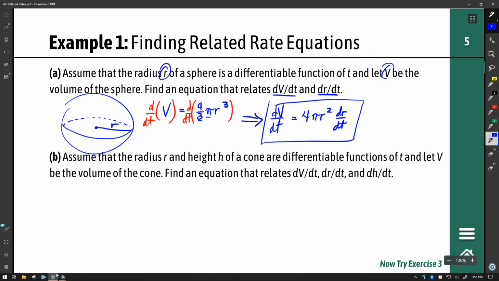Let's go to part B. Assume that the radius r and height h of a cone are differentiable functions of t, and let V be the volume of the cone. Find an equation that relates dV/dt, dr/dt, and dh/dt.